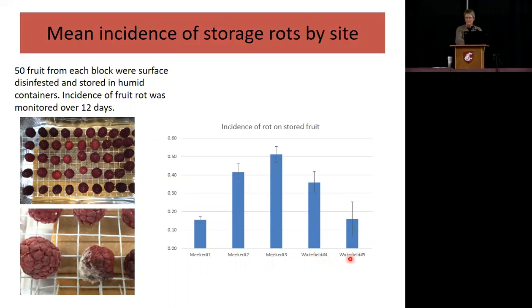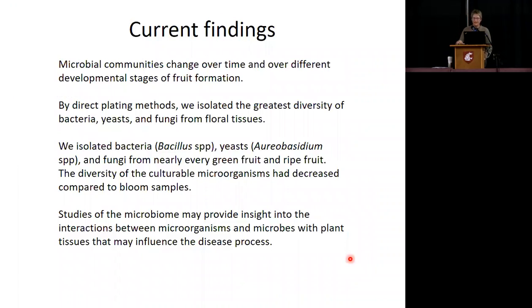Most of these rots were due to Botrytis species, and the later rots that occurred over the 12 days were generally associated with Alternaria. So we did find a lot of diversity in the incidence of disease here. Essentially, we showed that microbial communities really do change over time and over different developmental stages of fruit development.